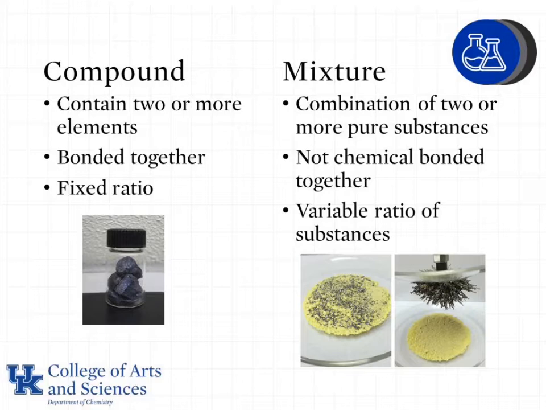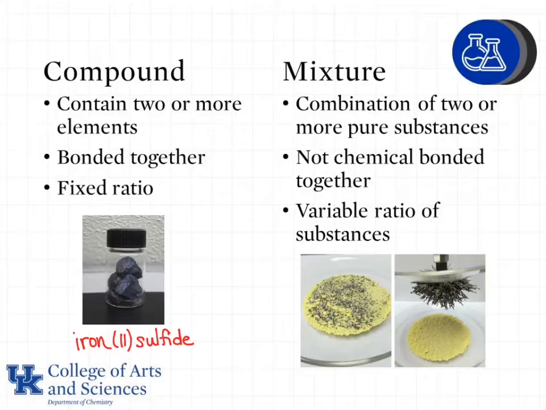In a compound, the elements are bonded together and have to be broken apart by a chemical method. In a mixture, they are not chemically bonded together and they may be separated by a physical means such as a magnet or filtration. In a compound, the elements exist in a fixed ratio. For example, the picture shows a sample of iron(II) sulfide. In this compound, for every iron atom, there is one sulfur atom. So it is always a 1-to-1 ratio throughout any sample of this compound.